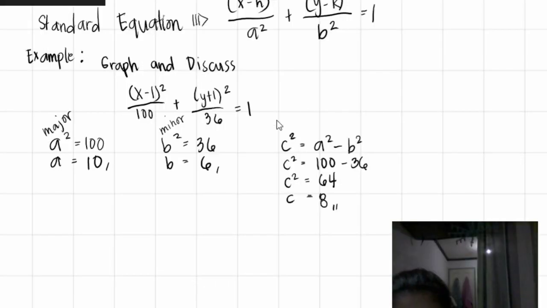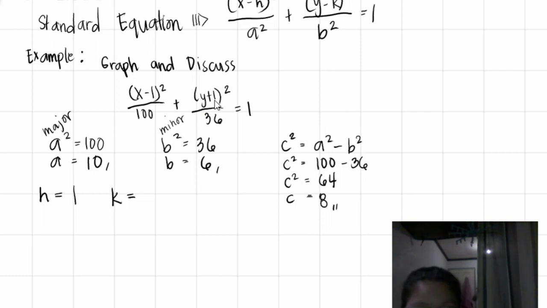Okay, since we now have A, B, and C, next we get H and K. Our h is from x minus h, right? Our given is x minus 1, so our h is positive 1. And then for k, we have y plus 1, which is y minus k. Since it is positive 1, when we get k, that is negative 1. So again, h is 1 and k is negative 1.